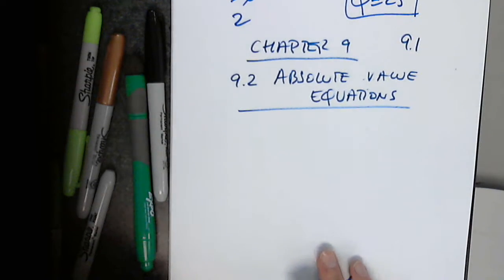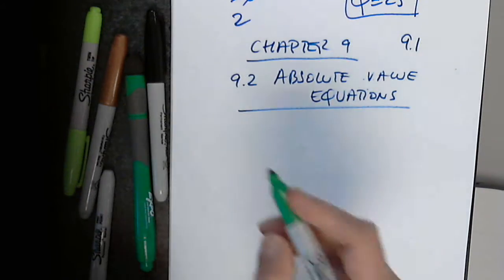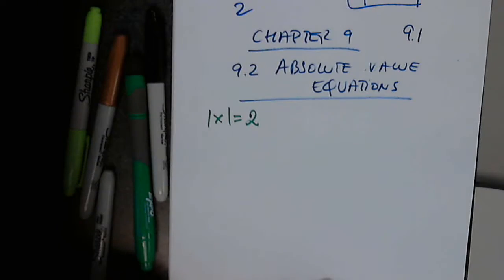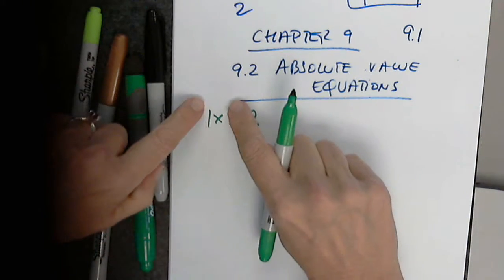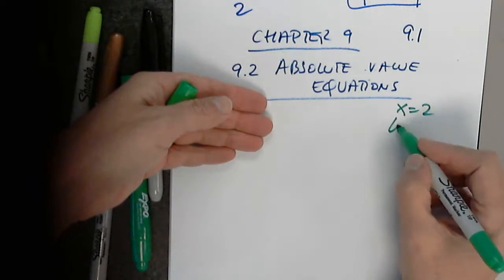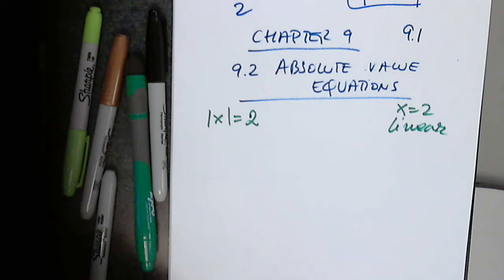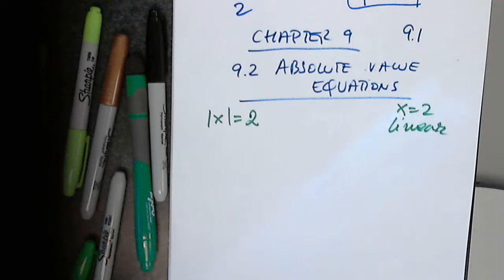And I'm going to start with a very simple example. Let's say the absolute value of x equals 2. This is an absolute value equation because it has an absolute value in it. It's an absolute value of x. This, x equals 2, is a linear equation. But this is an absolute value equation. How do I solve this absolute value equation? It's totally different than how I solve a linear equation. Here is my thought, and I will put it in writing for you.